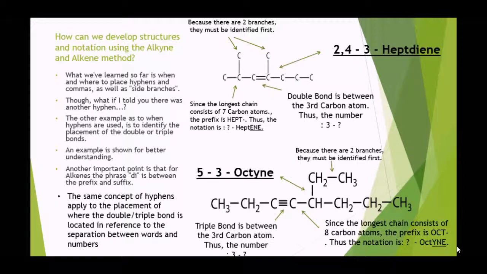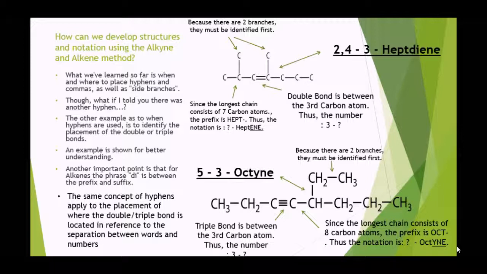In the top right we have a double bond, and the number in between both hyphens is used to indicate the double bond location. An explanation is shown to describe the complete mechanics of how to construct the structure. Another point to keep in mind is the prefix "di" between the double bond prefix and suffix. So if you had heptene, it would instead be called heptadiene.